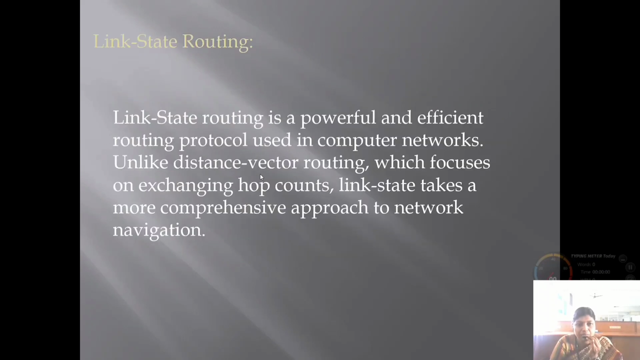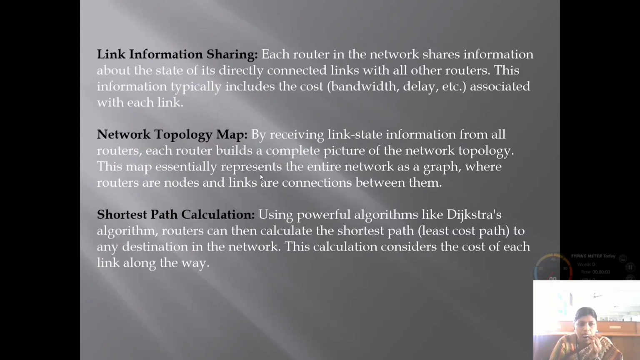So we have studied distance vector routing, which suits a very small network. Next is link state routing. Link state routing is a very powerful and efficient routing protocol used in computer networks. Unlike distance vector, it does not focus on hop count. Here it is a more comprehensive approach to network navigation. It uses link information sharing, a network topology map, and shortest path calculation.